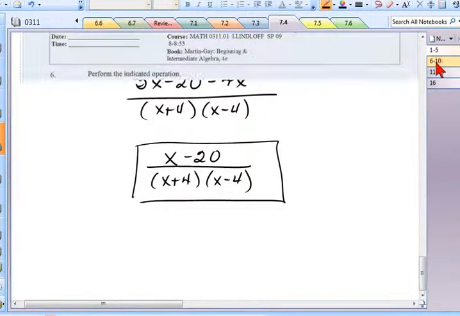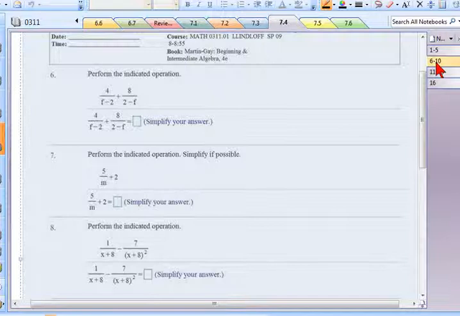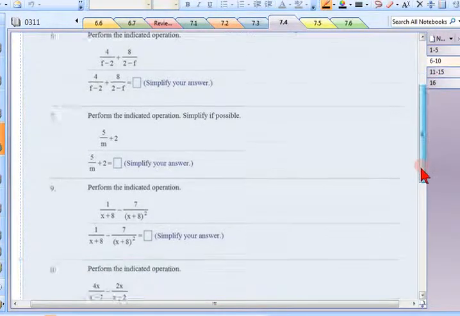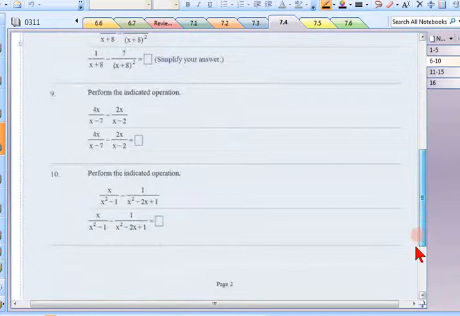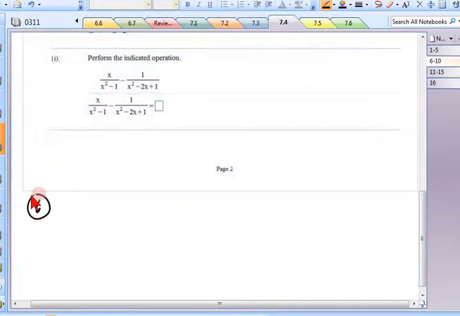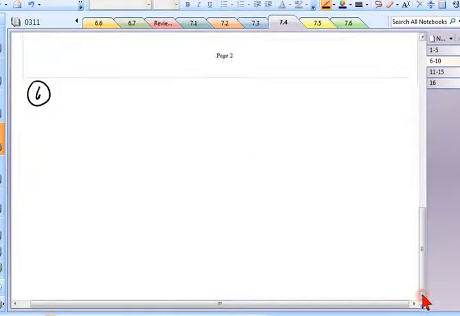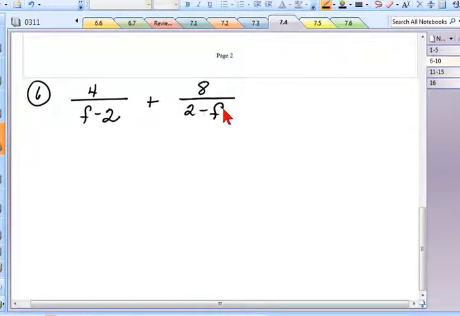All right, let's look at number 6. If you were to look at these, I have problems 6 through 10 on a separate page, so I'm going to keep on going. Problem number 6. I have 4 over f minus 2 plus 8 over 2 minus f. It's quite coincidental that you just asked that question, and now we run into a problem that actually has some opposites in it. All right, I need to find the least common denominator.